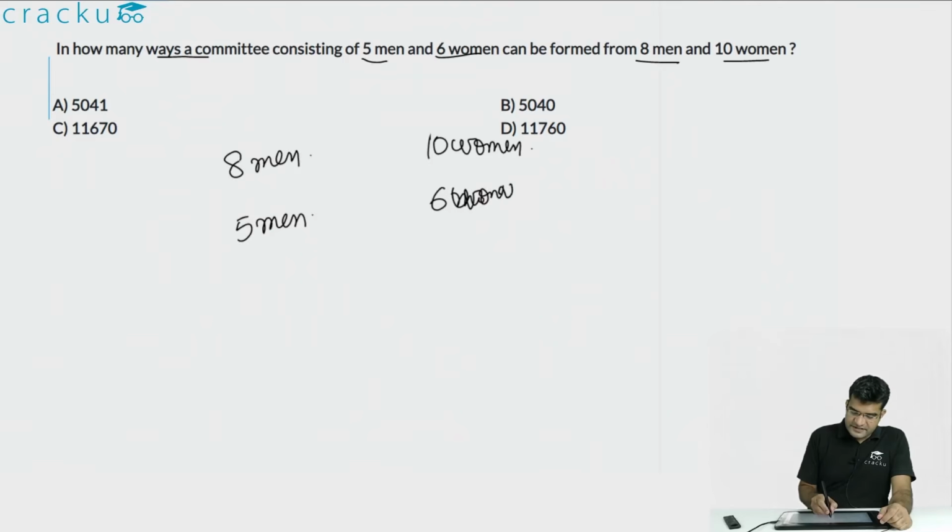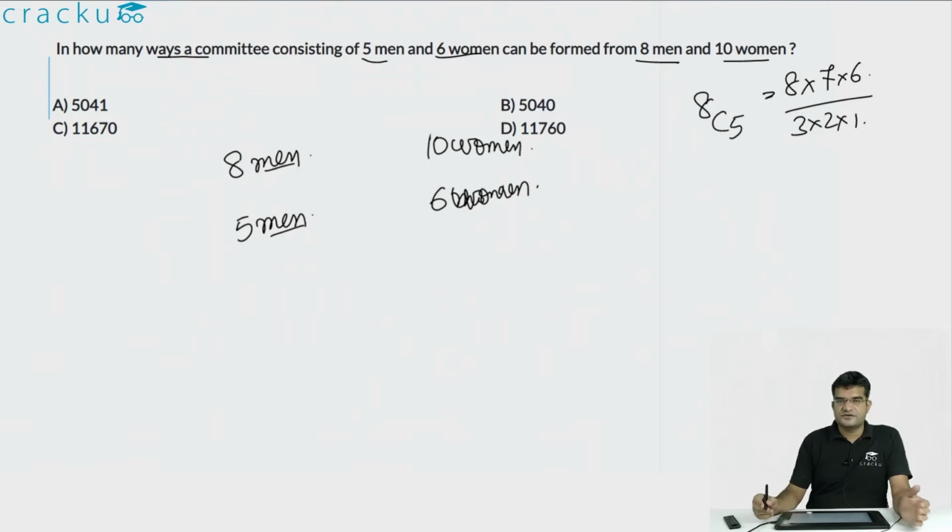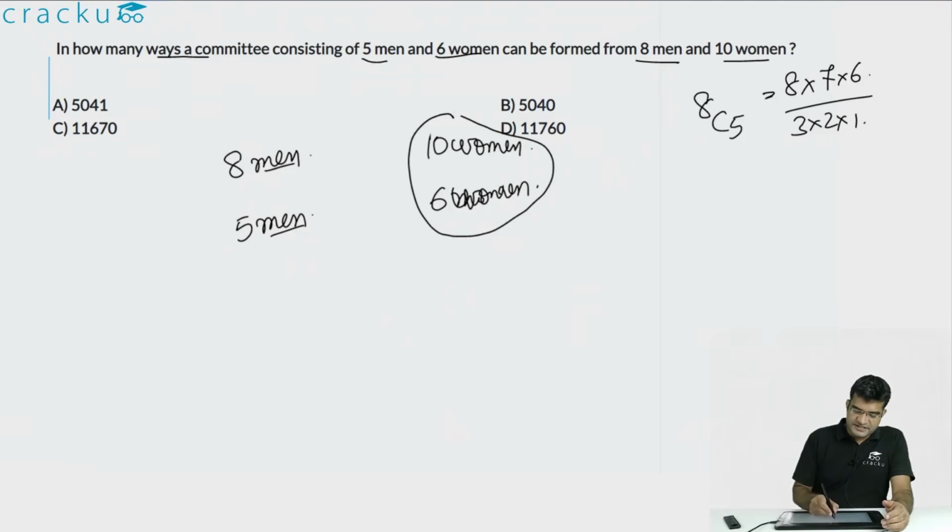The number of ways in which we can select 5 men out of 8 men is 8C5. This is equal to 8 into 7 into 6 divided by 3 into 2 into 1. Because over here the order is not important. Who we selected first is not important. We just have to select 5 people. So that will be 8 into 7 into 6 divided by 3 into 2 into 1. And the number of ways in which you can select 6 women from 10 women is 10C6, which is equal to 10 into 9 into 8 into 7 divided by 4 into 3 into 2 into 1.